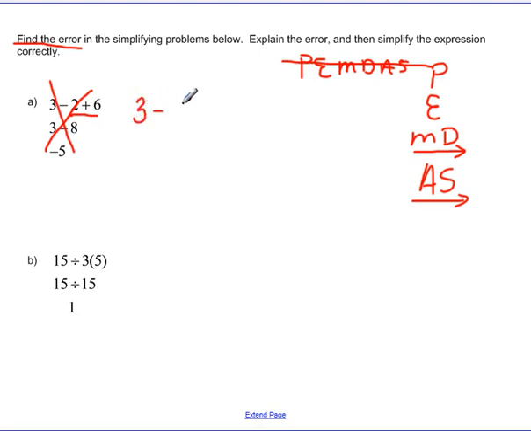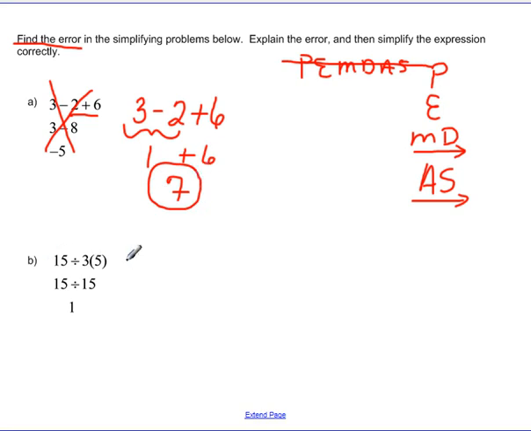We have 3 minus 2 plus 6. So we're going to do from left to right. 3 minus 2 is 1. And then we're going to bring down the plus 6, and 1 plus 6 gives us 7. So the correct answer for that problem is 7.